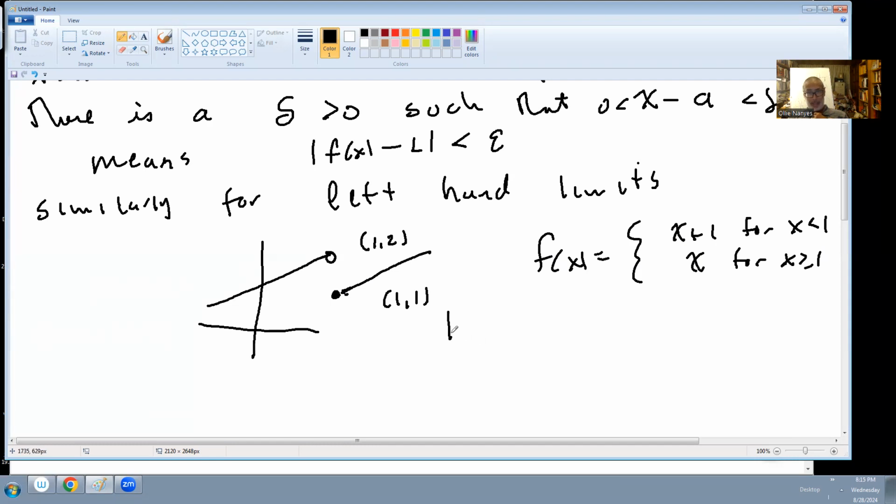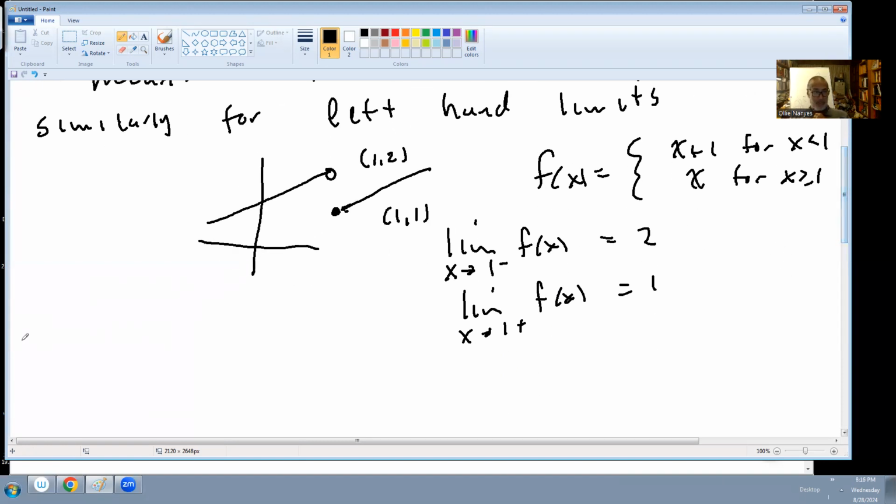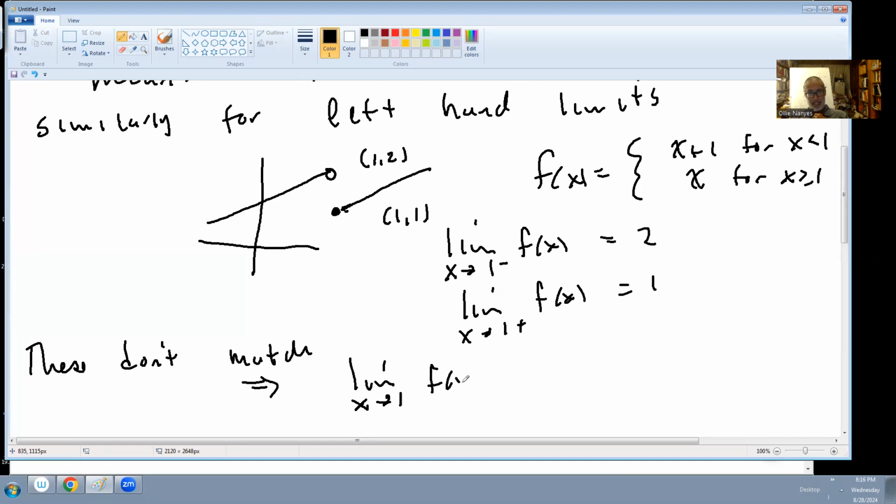And what we can see is that the left-hand limit, as x approaches 1 from the left, would be 2, and the limit as x approaches 1 from the right would be 1. And of course, these don't match, so the limit doesn't exist. That implies the limit as x approaches 1 of f of x does not exist. And we can dress up this example with other things.